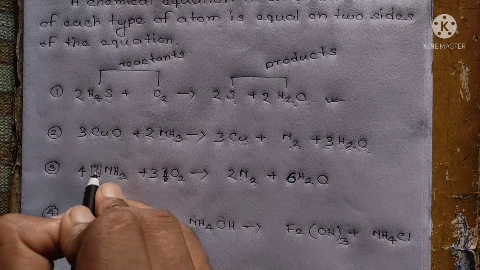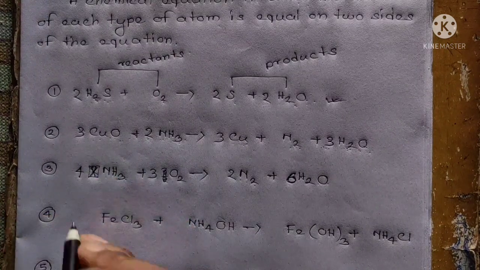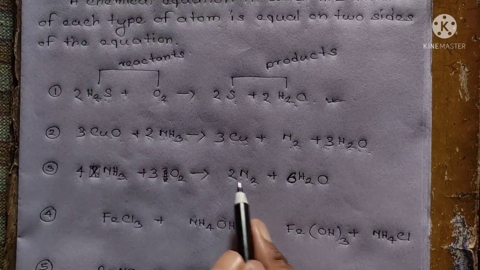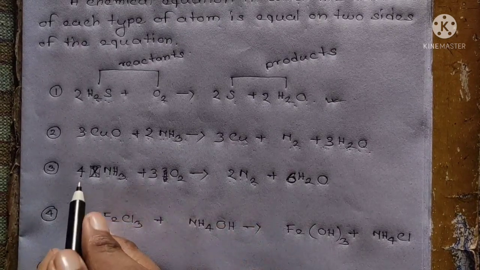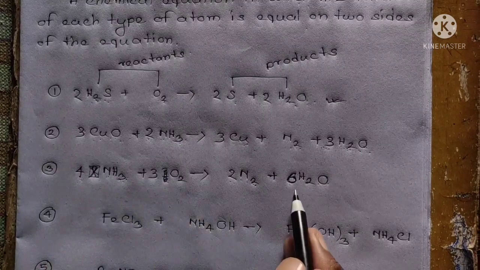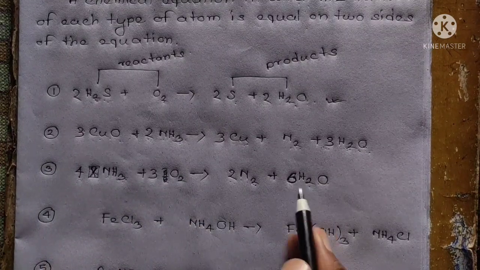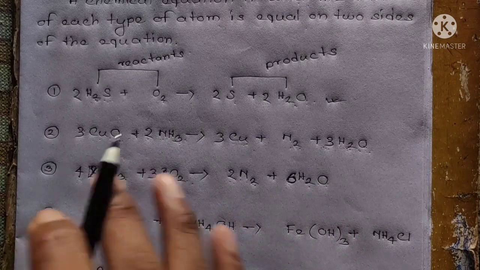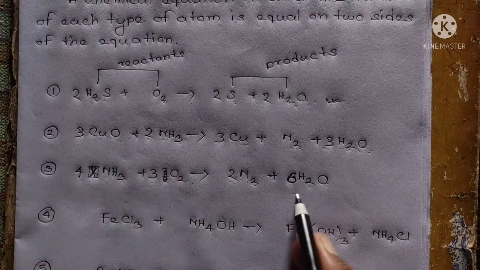Now check this. 4 nitrogen, here 2 N2 means 4 nitrogen, 4 times 3 is 12 hydrogen, 6 H2 means 12 hydrogen, 6 oxygen, 3 O2 is 6 oxygen, so it is a balanced equation.